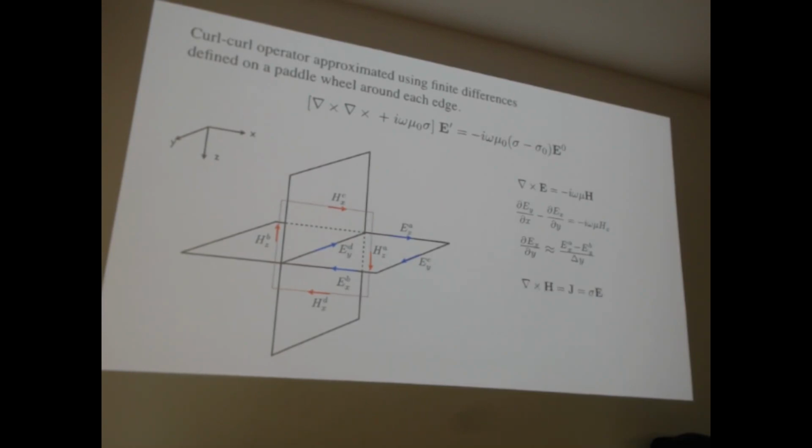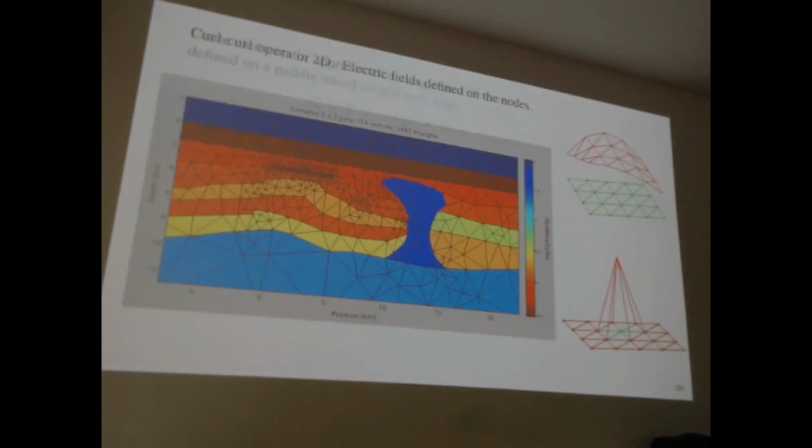And at the end of the day, you're just creating another linear equation where you put all your conductivities and electric and magnetic field derivatives into this matrix here, solve for the electric fields on the edges of these cells, and all your conductivities are contained in this term here.